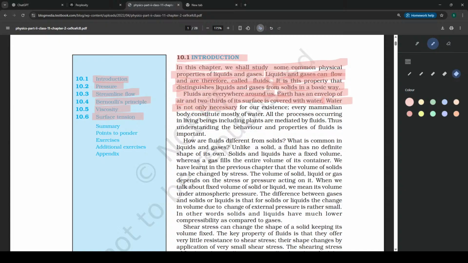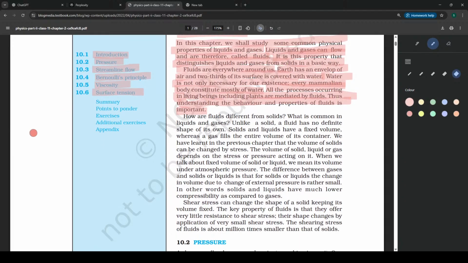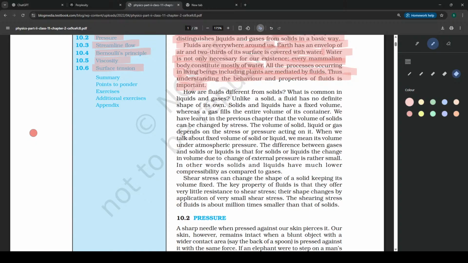Water is not only necessary for our existence. Every mammalian body consists mostly of water. All the processes occurring in living beings, including plants, are mediated by fluids. It may be photosynthesis, which needs gases and liquids, water, carbon dioxide, etc. It's mediated by fluids. Thus, understanding the behavior and properties of fluids is important. Because of all these reasons, we need to understand the behavior and properties of fluids for a comfortable life.